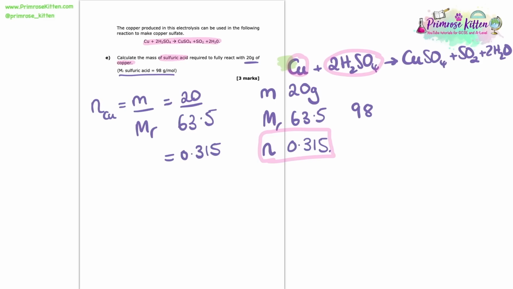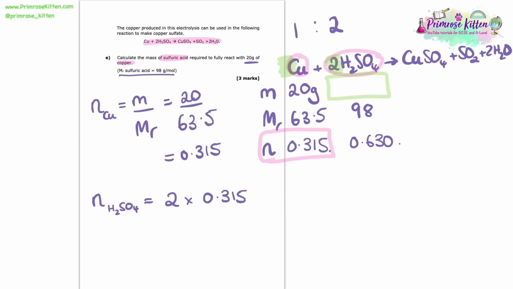Next up, if we look at the number of moles of copper to sulfuric acid, you can see that it's actually a 1:2 ratio. Now that means that now that we've got the moles of copper, we just know that we have double the moles of sulfuric acid. So sulfuric acid moles is equal to 2 times by 0.315. It means that the moles of sulfuric acid equals 0.630. So now again, if we look at that column for sulfuric acid, we just got one thing missing again, and we've got 2 other things.